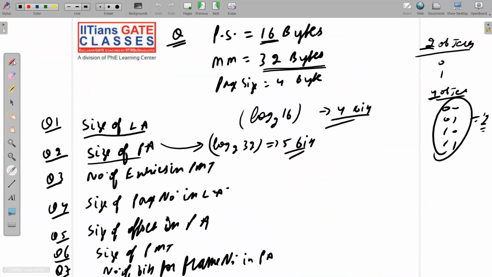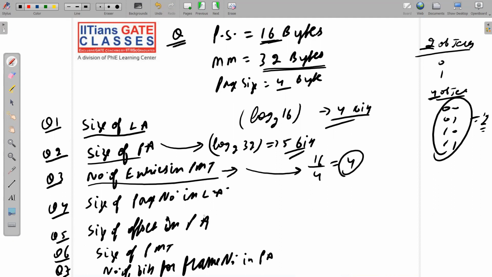Yes. Next, number of entries in the page map table. How many entries will be there? That is obvious: number of pages. For each and every page, we have an entry in the page map table. So how many pages are there? That is very obvious. Process size is 16 bytes and page size is 4 bytes. So 16 divided by 4 is 4. 4 is the number of entries in the page map table.